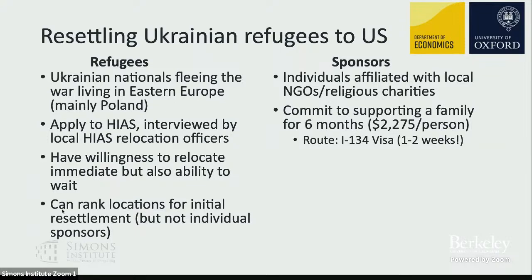And they applied to this specific visa, I-134. And at the moment, the processing times are between 1 and 2 weeks. If you know somebody who is interested in doing this, it can take as little as a couple of weeks if you find a sponsor to actually come to the US. It's extraordinary. It's very quick at the moment.